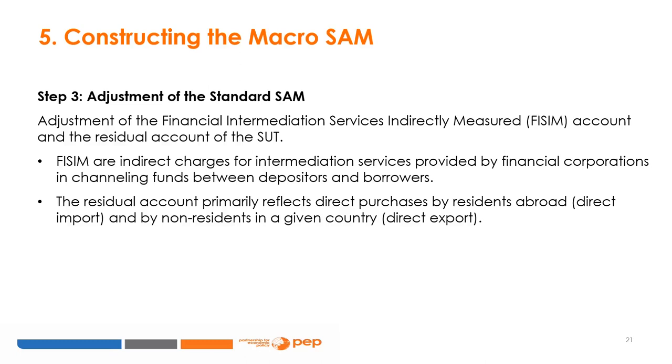The macro SAM displays several accounts of industries, including an account for financial intermediation services indirectly measured, FISIM. The FISIM are indirect charges for intermediation services provided by financial corporations in channeling funds between depositors and borrowers. The macro SAM also displays several accounts of commodities, including a residual account that records the discrepancies between supplies and uses. The residual account primarily reflects direct purchases by residents abroad, direct import, and by non-residents in a given country, direct export. At this step of the construction of the macro SAM, the FISIM and the residual accounts are adjusted.